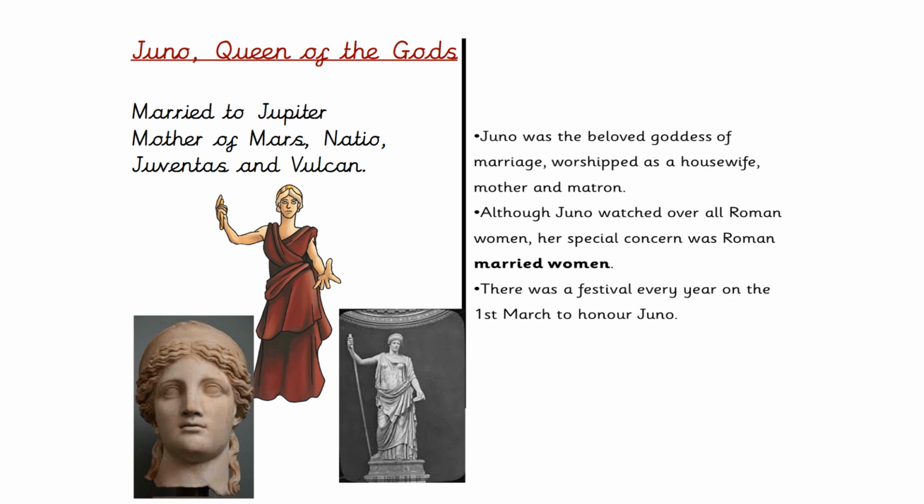So this is Juno. This is Queen of the Gods. She's married to Jupiter, her brother. She is mother of Mars, Nato, Juventus, and Vulcan. Juno was the beloved goddess of marriage, worshipped as a housewife, mother, and matron. Although Juno watched over all Roman women, her special concern was Roman married women. There was a festival every year on the 1st March to honour Juno.